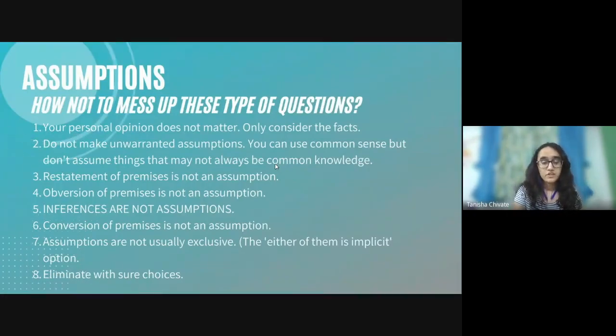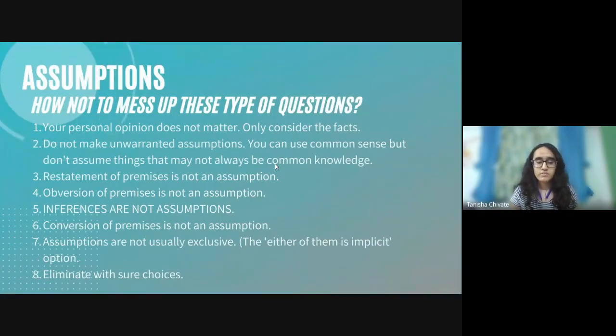Fifth, inferences are not assumptions. Understand the difference. Based on assumptions, you will write a premise. Based on premises, you will draw inferences. This is the chronology you need to follow. So there is a vast difference. Inferences are reading between the lines. Assumptions occur even before the lines have been written.